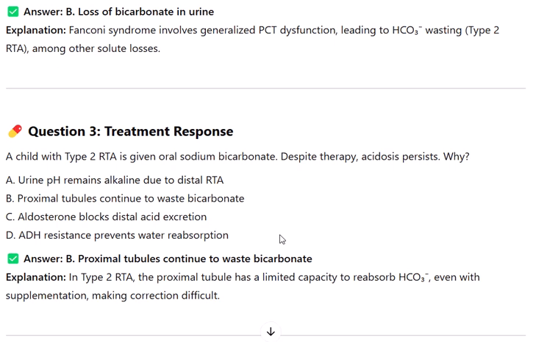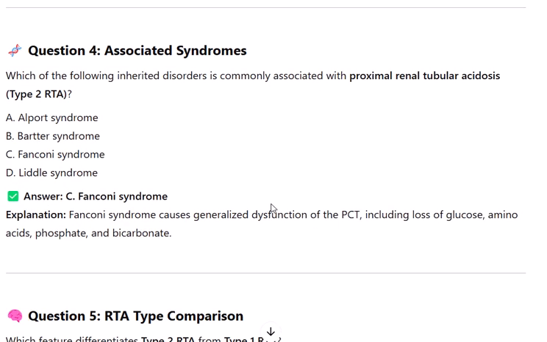Explanation. In type 2 RTA, the proximal tubule has a limited capacity to reabsorb HCO₃⁻ even with supplementation, making correction difficult. Question 4. Associated syndromes. Which of the following inherited disorders is commonly associated with proximal renal tubular acidosis, type 2 RTA? A. Alport syndrome. B. Bartter syndrome. C. Fanconi syndrome. D. Liddle syndrome.